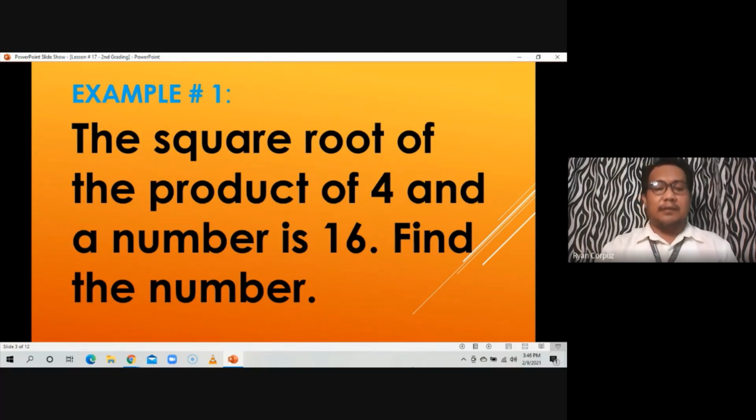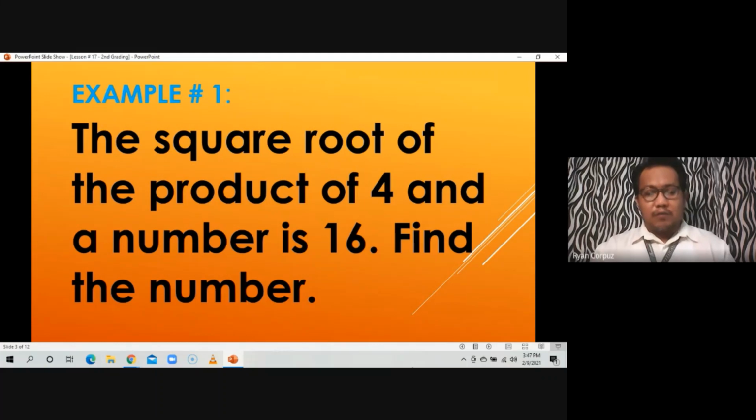So, find the number. Again, when you read, there must be comprehension. Dapat naiintindihan mo what you are reading. So sabi dito, the square root of the product of 4 and a number. The square root of the product of 4 and a number is 16. So find the number. So in this problem, what we are looking for is the number.